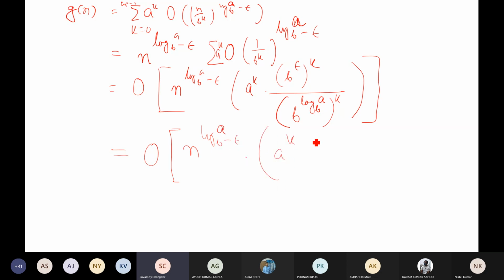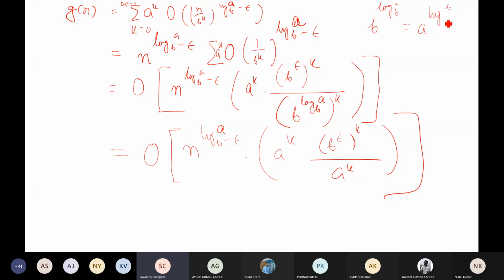Then a to the power k, b to the power epsilon to the power k by a to the power k. Why? Because b to the power log a base b, from the property of logarithm, we can write b to the power log a base b equals a to the power log b base b, which is equals to a.